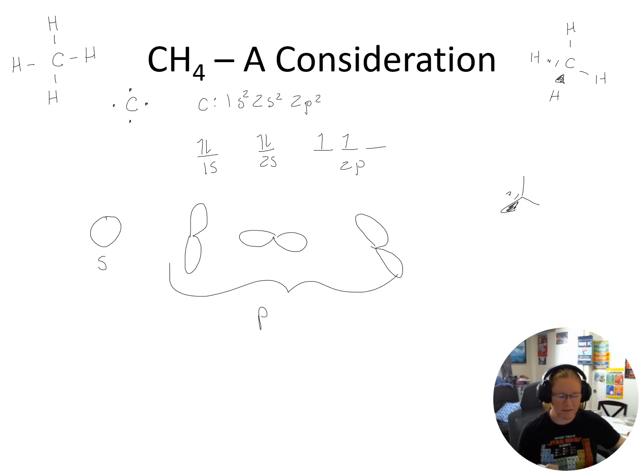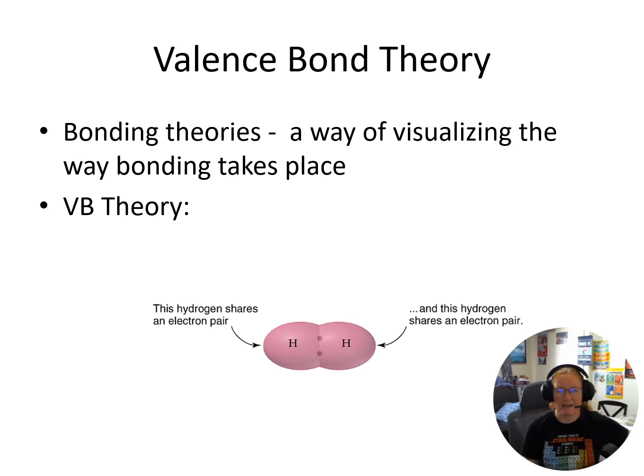Well, that's where our valence bond theory comes in. Our valence bond theory is going to help us explain what we see by understanding that as atoms bond, different sorts of things happen. All right? So what we're looking at is we're visualizing the way this bonding takes place. We want to understand how we reconcile what we see bonded versus what we know about something before it bonds. And so what's happening as it bonds? Okay, so our valence bond theory.